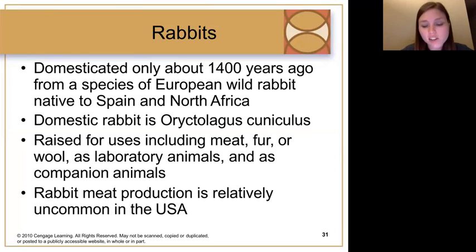I interned at a zoo, and you would be surprised that the most reported injuries came from rabbits. They have quite a kick. So they are companion animals if you get a sweet one. But rabbit meat production is relatively uncommon in the U.S. because we have a lot of cattle and poultry and things like that. So not a lot of people eat rabbit.